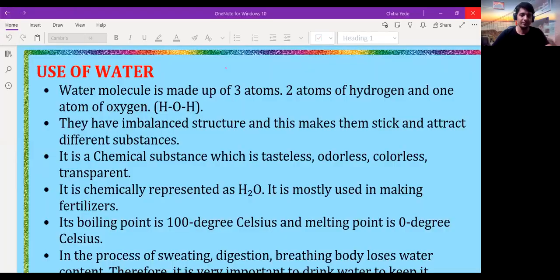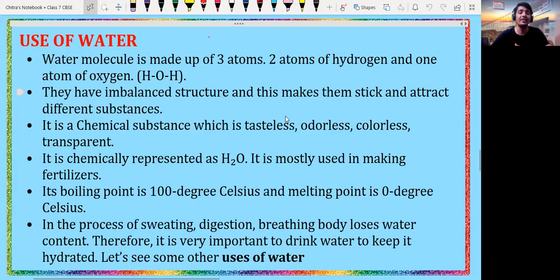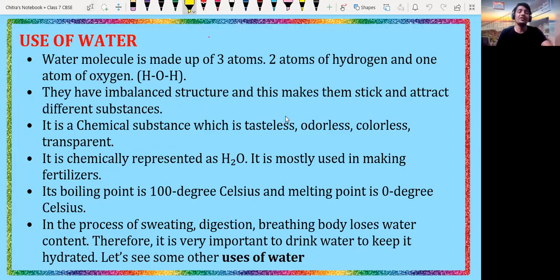So let me share the slide first. This slide contains your notes, beta. You have to take a screenshot after the class and write it down in your notebook. We will discuss each point one by one. So now we are going to discuss the use of water in detail.